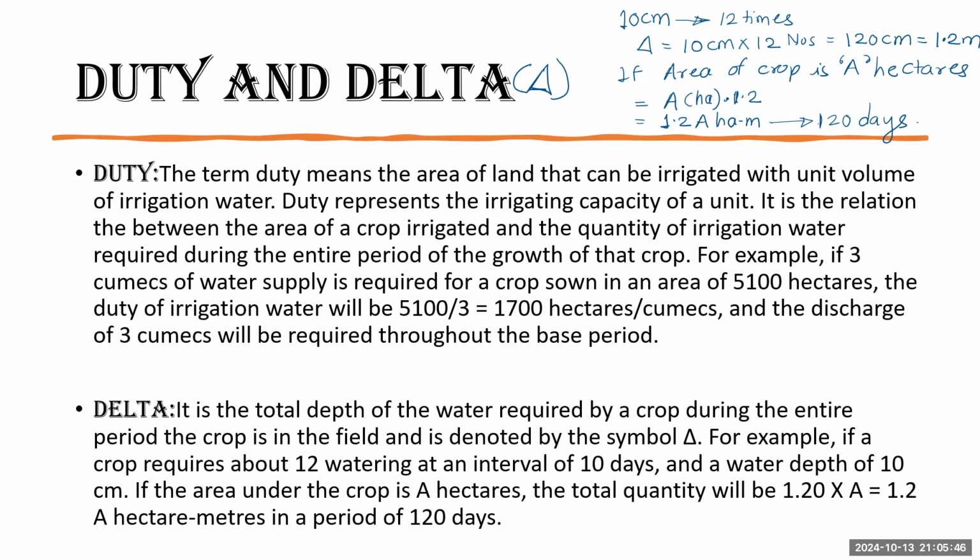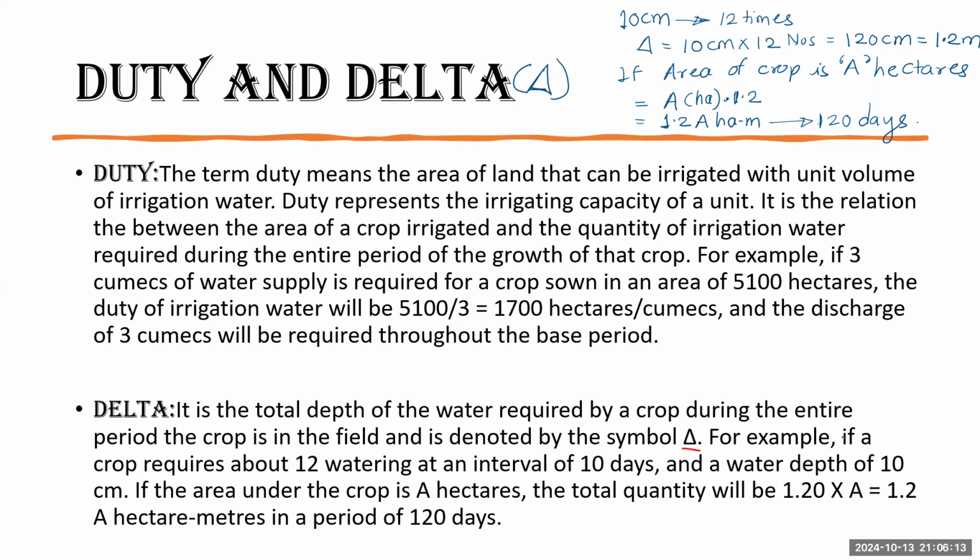The second term is delta. What is delta? It is the total depth of water required by a crop during the entire period the crop is in the field, and it is denoted by the symbol delta. Duty is denoted by capital D.